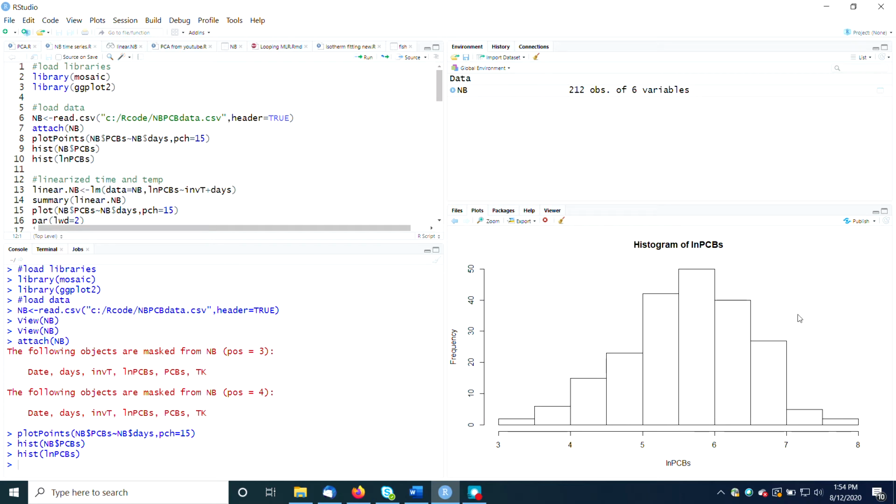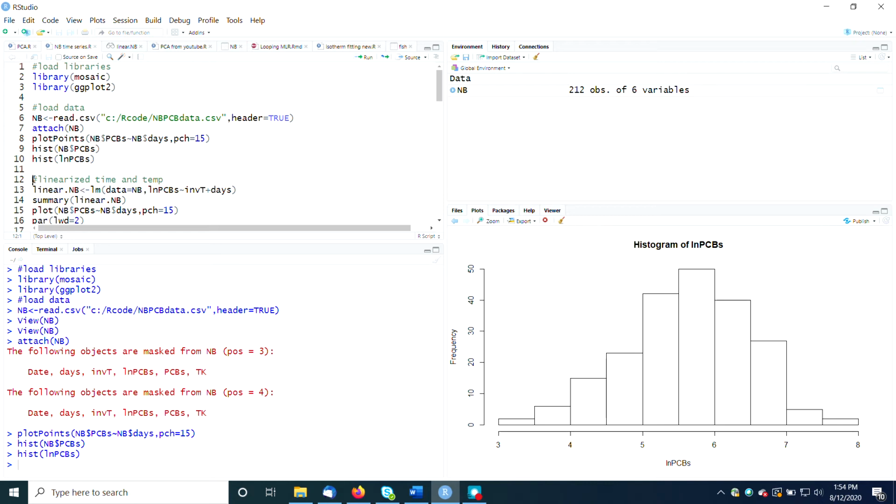And here it is. You can see now it looks quite symmetrical. Now it looks like a Gaussian, bell curve. That's very typical. That's what happens when you have a log normal distribution. If you take the log of it, it becomes a normal distribution. So that's just something to keep in mind as we go through here.